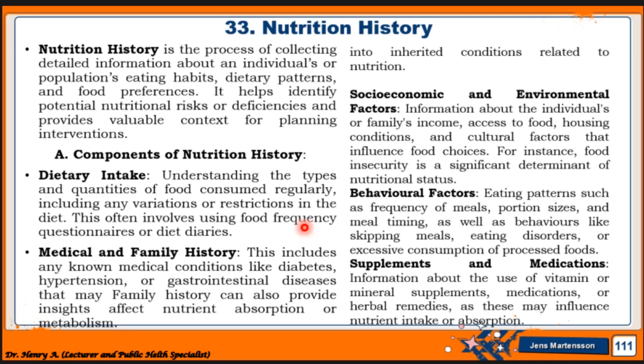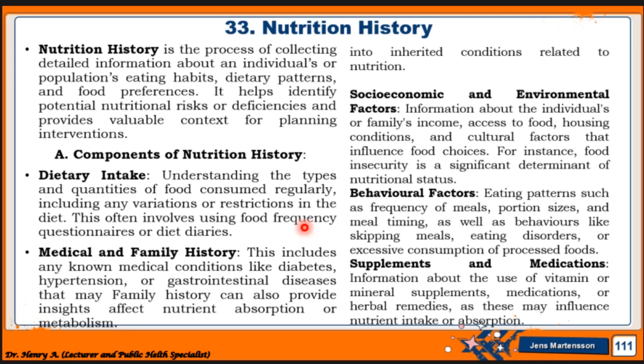Let's see the components of nutrition history. Number 1, dietary intake. This is where you understand the types and quantities of food consumed regularly, including any variation or restrictions in the diet. And this often will involve using food frequency questionnaires or diet diaries.